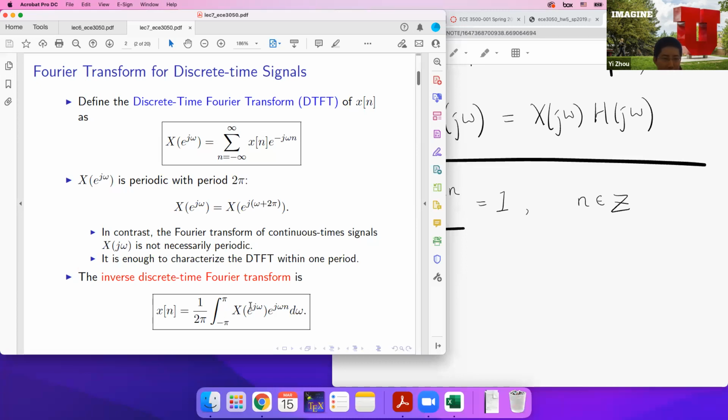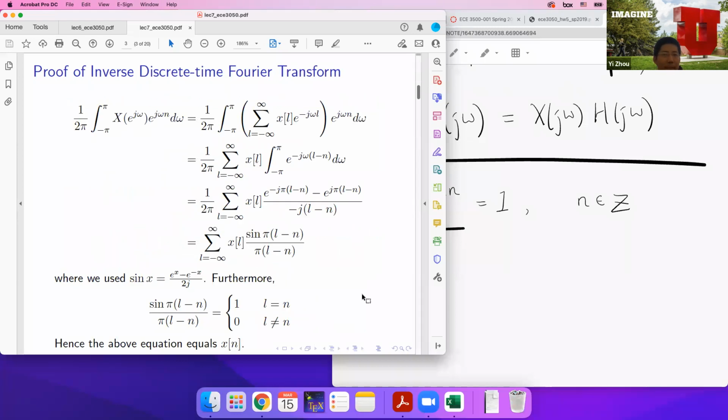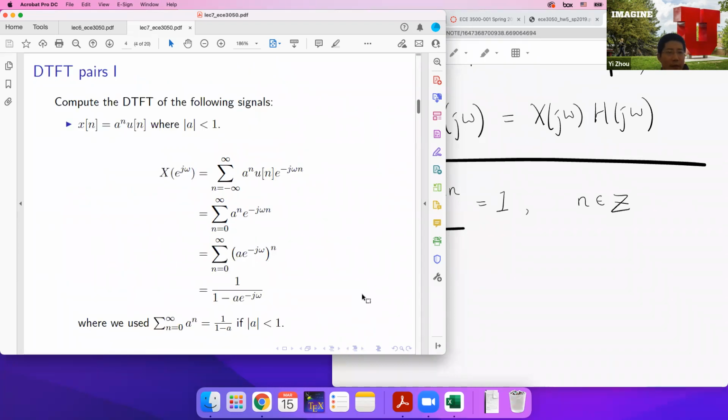Other than that, the structure is exactly the same as the continuous time. And I will skip the proof of the inverse transform, which shows that it is indeed a valid inverse. Okay, and computing the DTFT of discrete time signals is very standard.